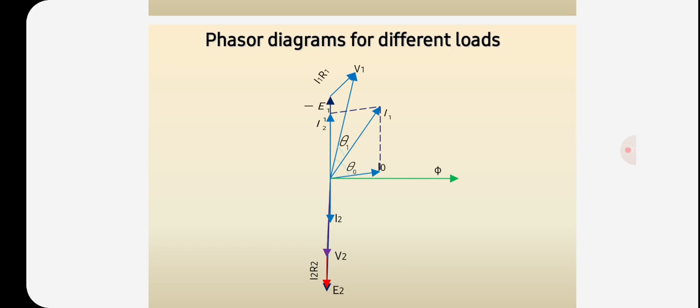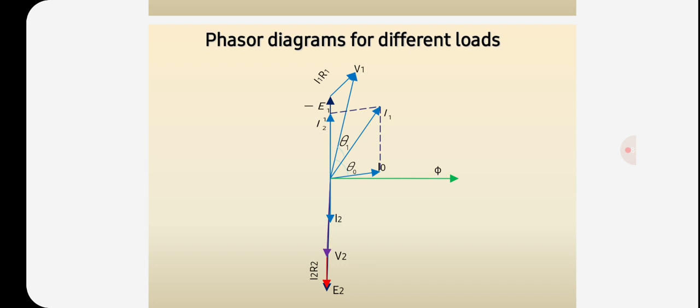The secondary resistance R2 causes a voltage drop I2 R2 in the secondary winding, due to which the secondary voltage V2 is less than the secondary induced EMF E2. So V2 is equal to E2 minus I2 R2, vector difference. Similarly, the primary resistance R1 causes the voltage drop I1 R1, due to which the primary induced EMF E1 is less than the applied voltage V1.